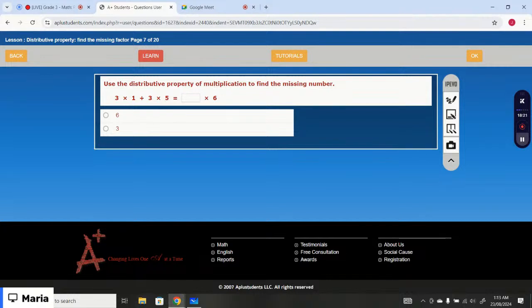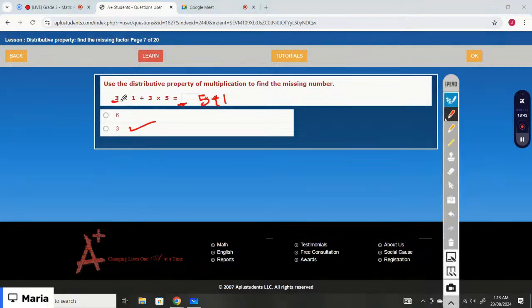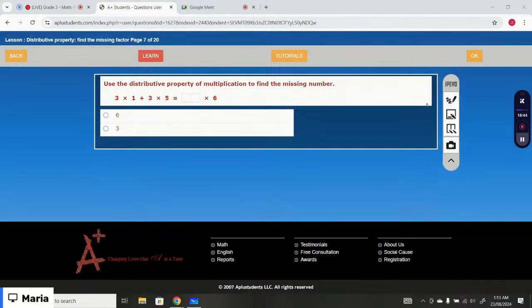So which is the correct option? Which number is missing? The missing number is, you can see 3 is the common number here, right? So that means the missing number is 3. Option number 2 is the correct option. Okay, you can complete the lesson by yourself later today. Let me move on to the next lesson.